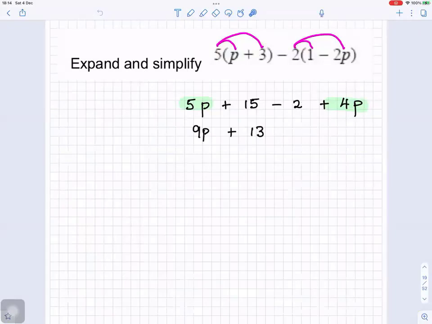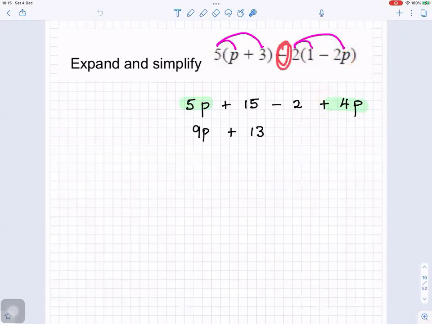Expand and simplify. 5 bracket p plus 3 minus 2 bracket 1 minus 2p. Remove the bracket. 5 times p is 5p. 5 times 3 is 15. Minus 2 times 1 is minus 2. Don't forget this minus 2. And minus 2 times minus 2p becomes plus 2.